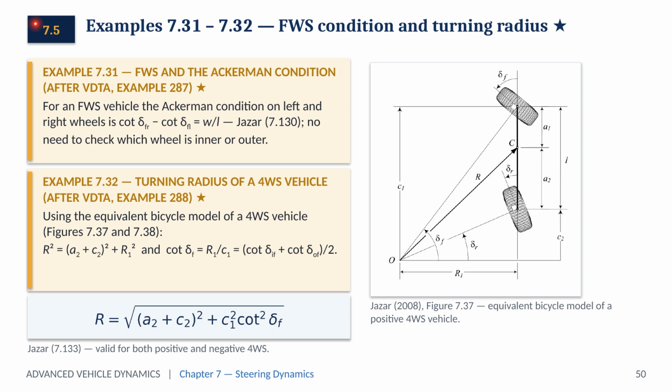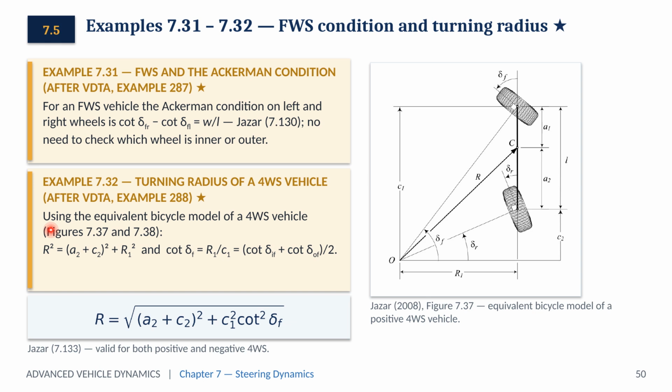Two last examples. Example 731 rewrites the Ackermann condition for a front-steered car in terms of the left and the right wheel. Cotangent delta FR minus cotangent delta FL equals W over L. Written this way, we never have to check which wheel is inner and which is outer, which is convenient in code. Example 732 uses the equivalent bicycle model.